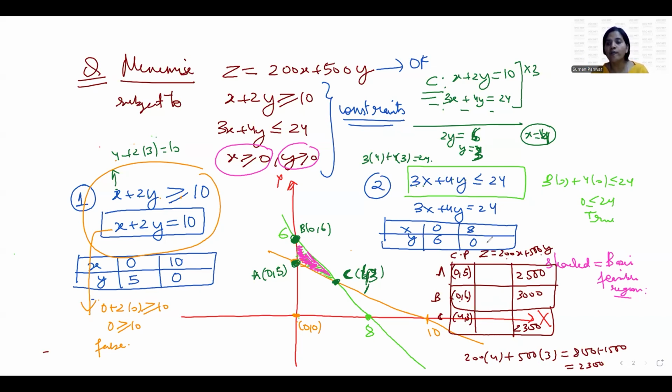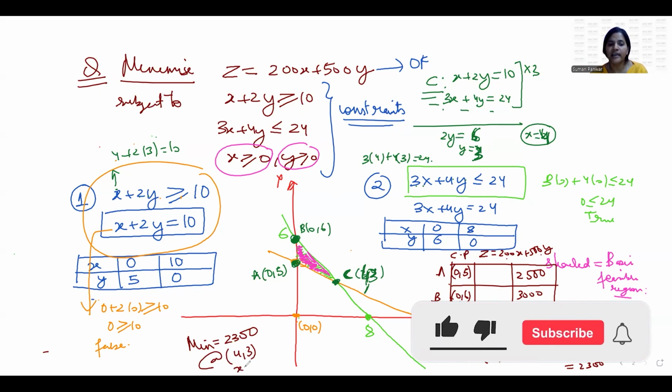You have to look at the values only at the corner points. The solution of a linear programming problem will only be at a corner point. That is a very important theorem. So you can see that the minimum value is 2300. What is the minimum value? The minimum value is 2300 at 4, 3. That is, at x equals 4, y equals 3, we have the minimum value.